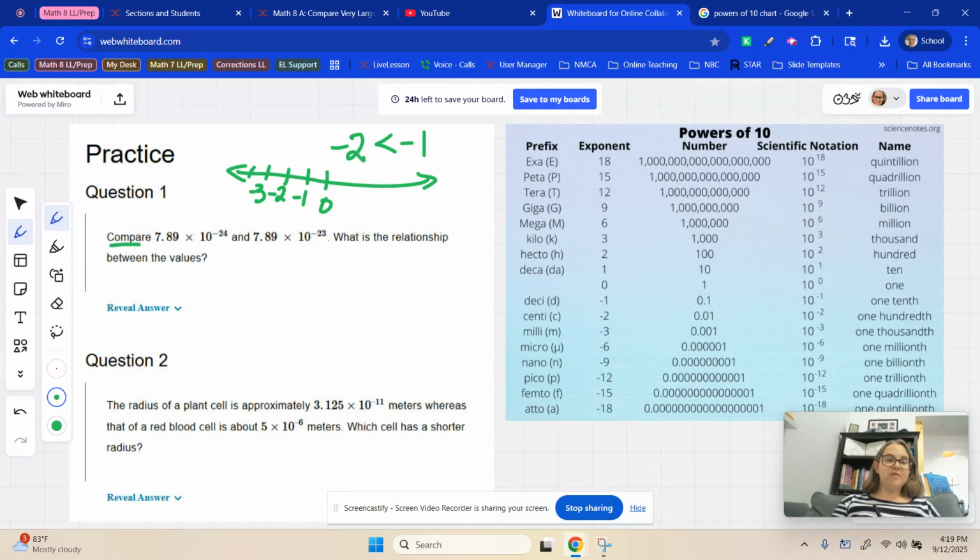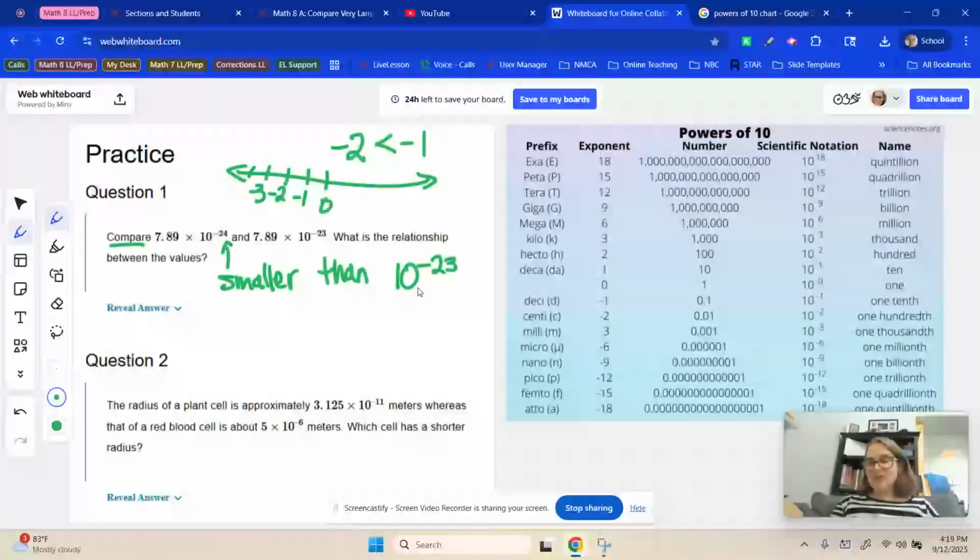So if you look at this one, compare, the exponent of -24 is smaller than 10 to the -23rd power. Okay, just like the integer -23 is actually bigger than -24. So don't forget about that.